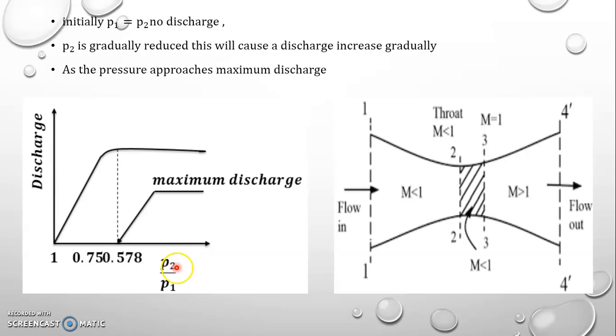For example, P2 is 10 bar and P1 is 10 bar, so P2 by P1 gives the value 1. From this graph, a value of 1 means there is no discharge.